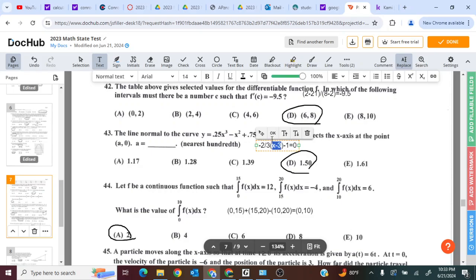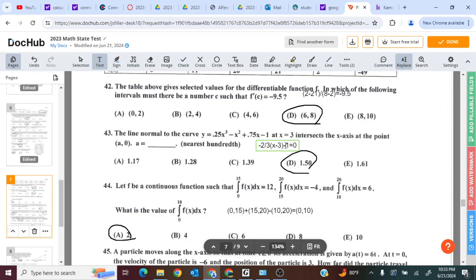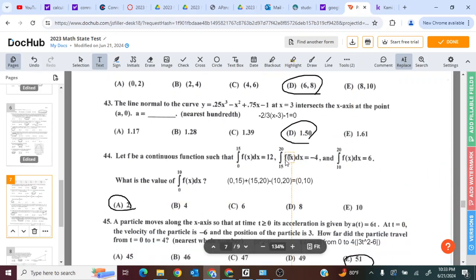And you know that you are at the point (3, -1) if you plug 3 into this equation. Do that, and you set y equal to 0, because it intersects the x-axis, and you get an x value of 1.5.